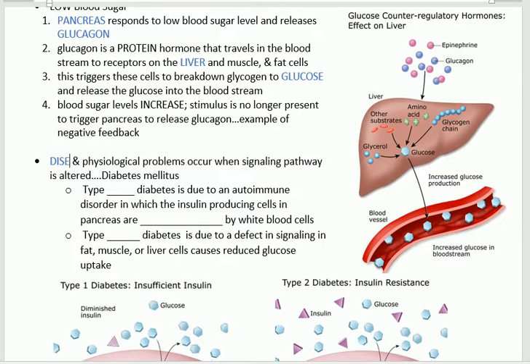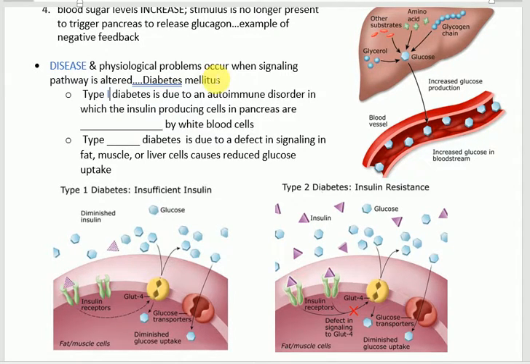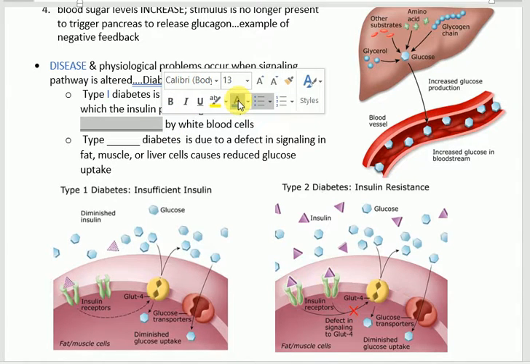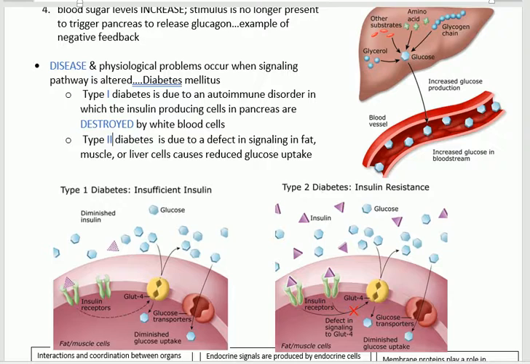So disease and physiological problems can occur when a signaling pathway is altered. So for instance, diabetes mellitus. There are two types. Type 1 diabetes is due to an autoimmune disorder, and this causes the insulin-producing cells in the pancreas to be destroyed by the white blood cells. Type 2 is due to a defect in signaling in the fat, muscle, or liver cells, and that causes reduced glucose uptake.